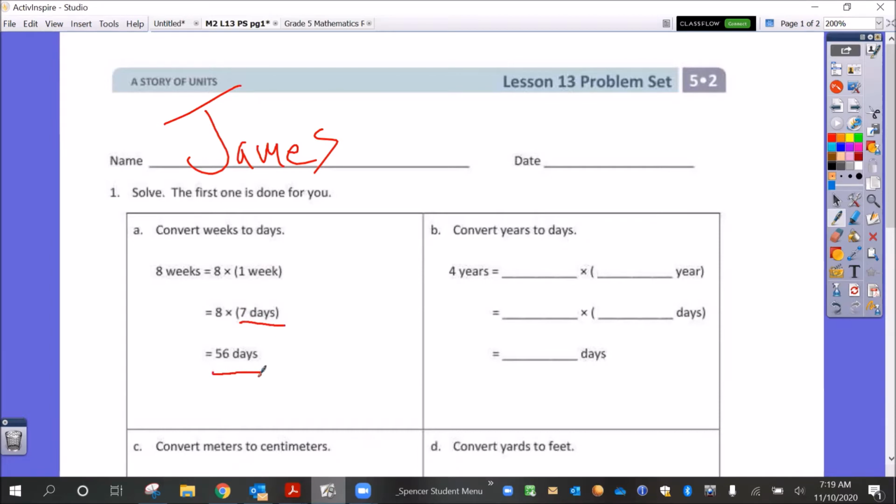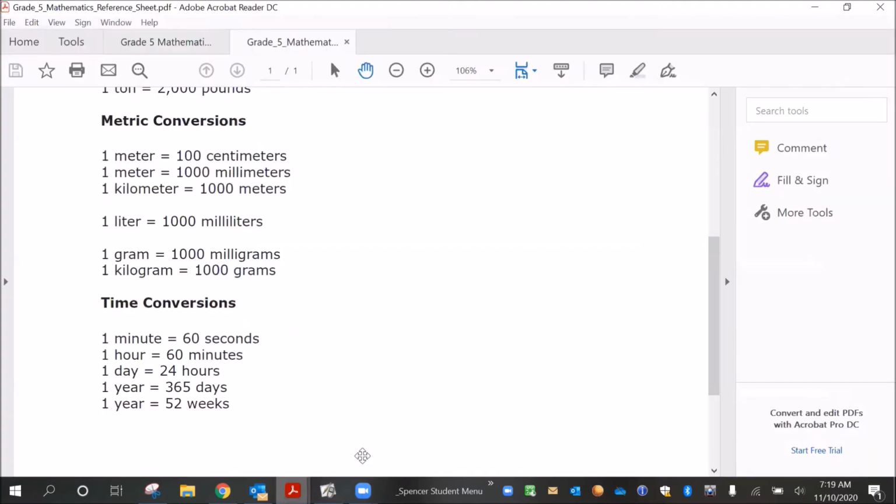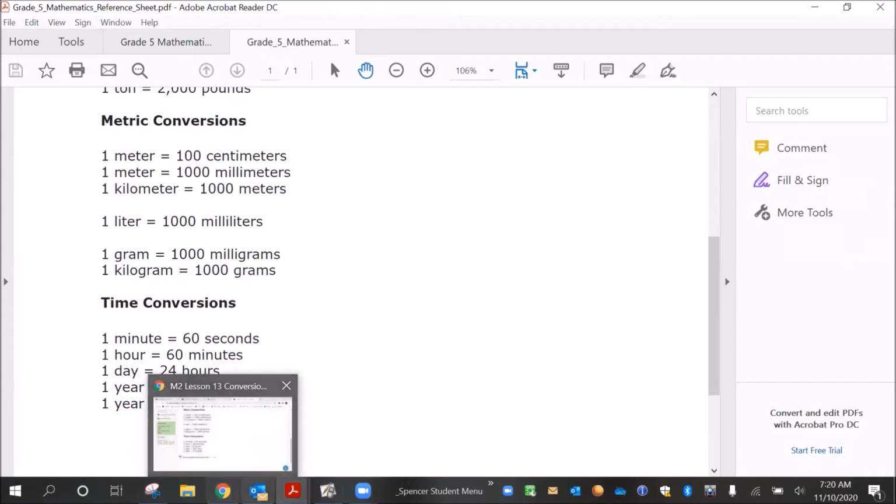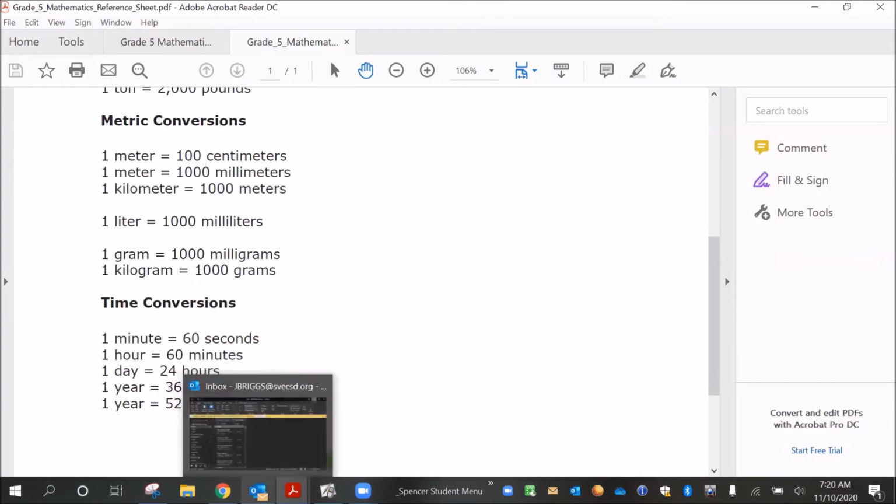So on the first step over here on B, it says convert years to days. Well, we're going to do 4 years times 1 year, but this is the part of the sentence that we need to decompose into a different unit. Well, it's 4 times, well, how many days are in a year? Well, you could come to your chart and see that 1 year equals 365 days. Remember, whenever they're asking how many days are in a year, they're talking about 3 out of every 4 years. They're not talking about the leap year.